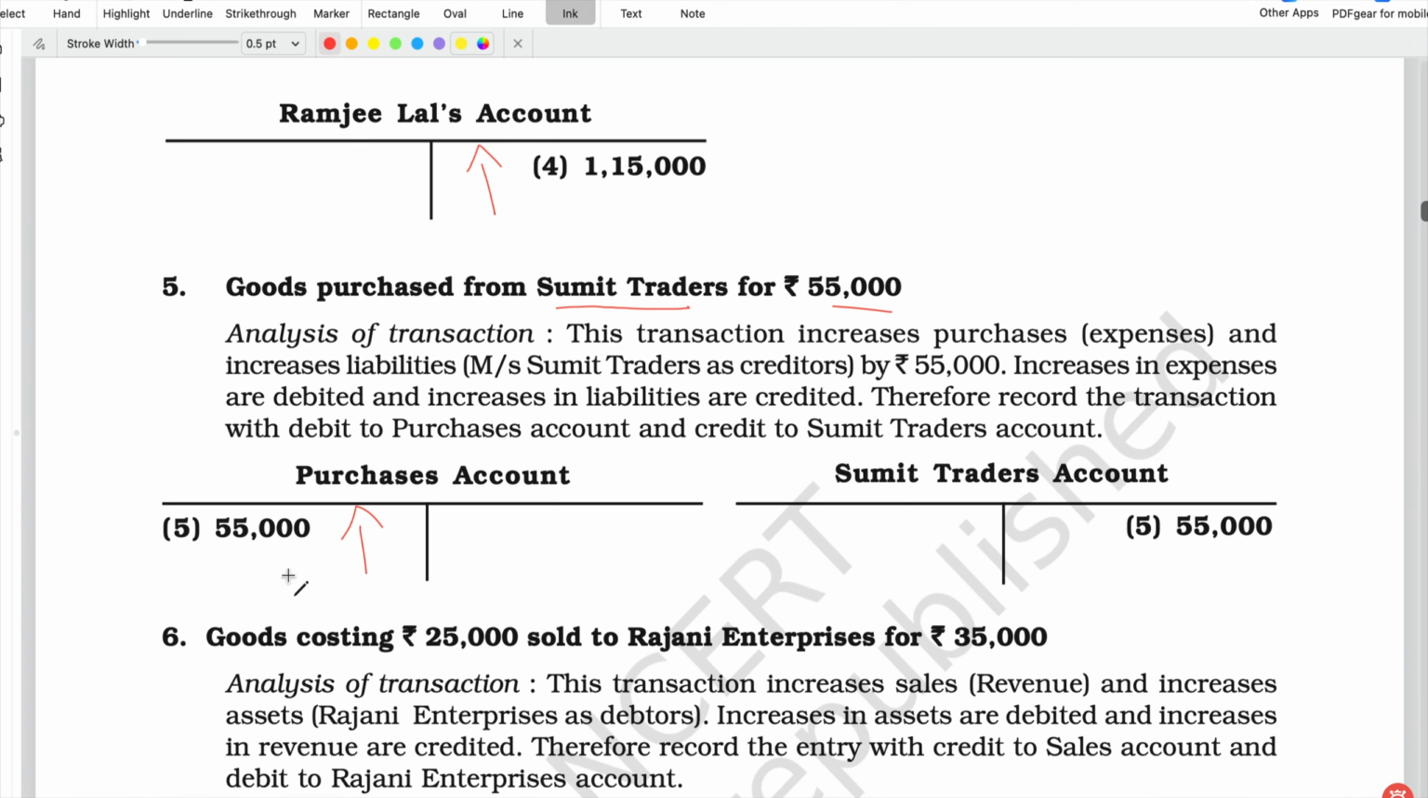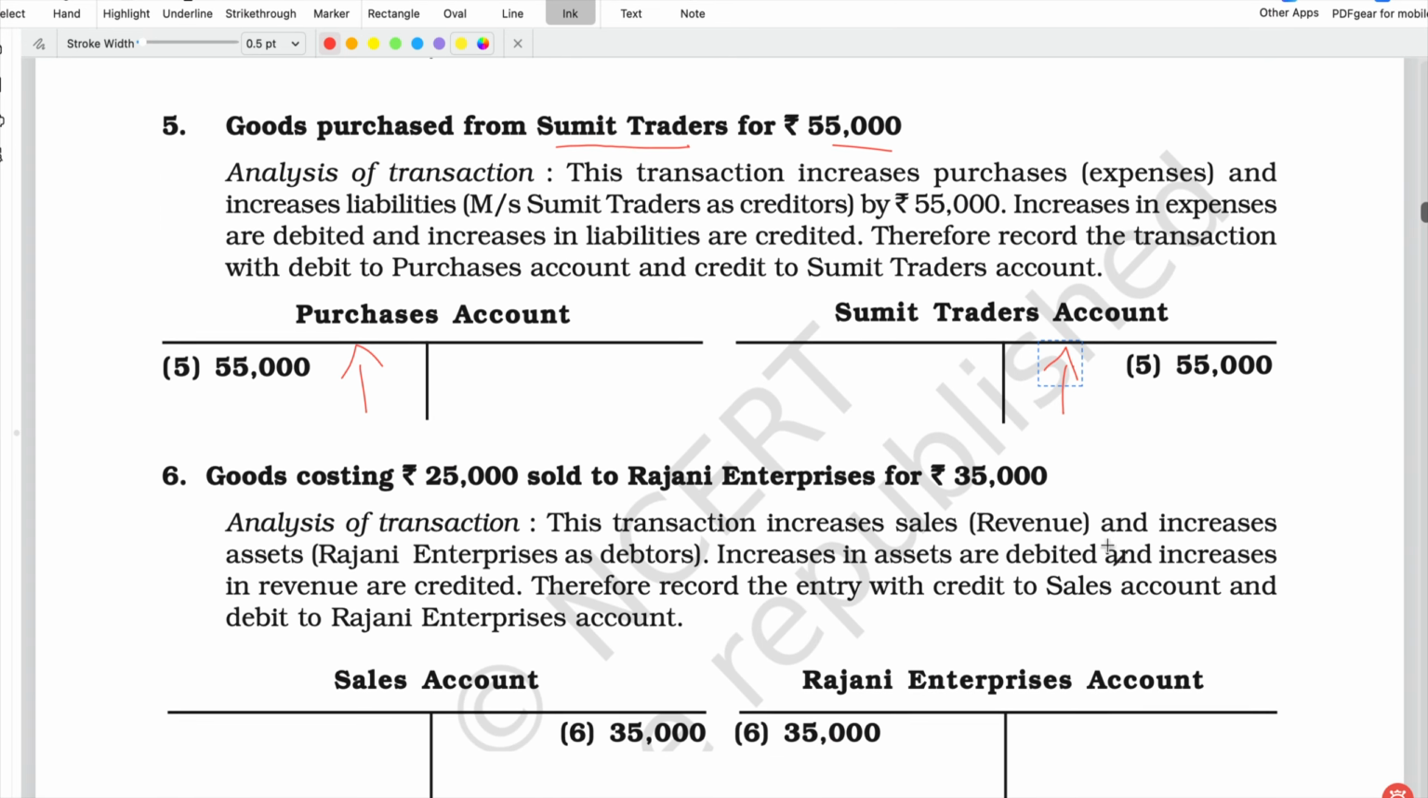Goods is a current asset, right? So it is debited. Now he has to pay Sumit Traders on a later date. So this is not a cash purchase. Sumit Traders will be the creditor. We have to pay him on a later date. We owe him money, so there is an increase in the liability. So the increase in asset is debited, and the increase in liability is credited.